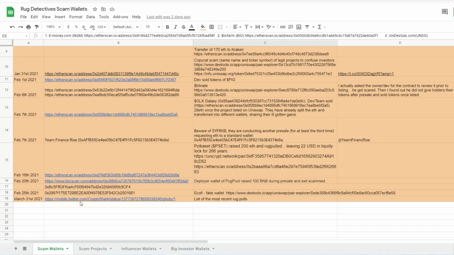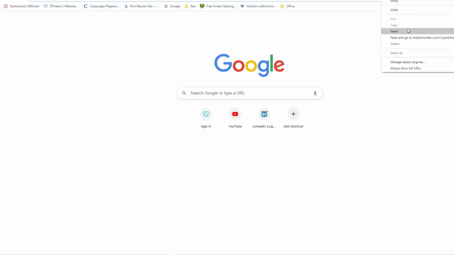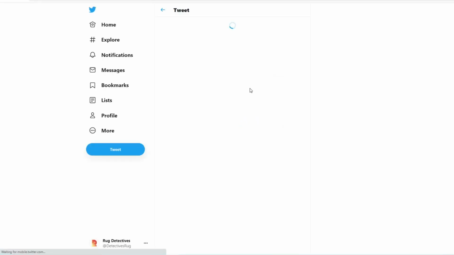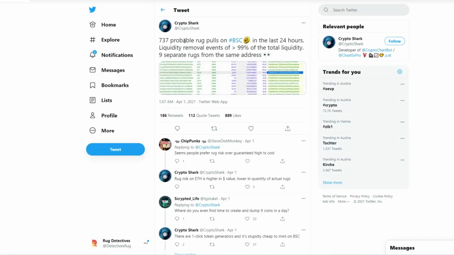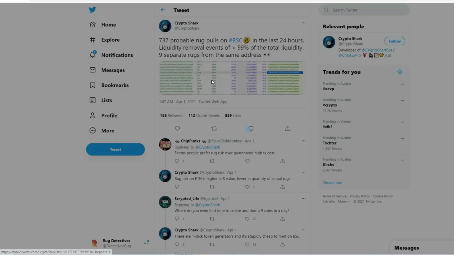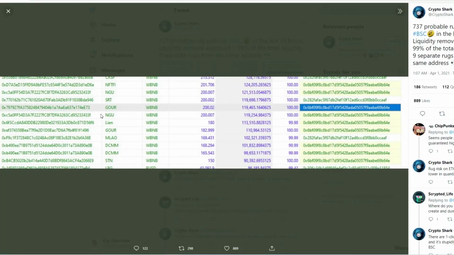I was inundated. So there's a cool guy from Crypto Shark. If I copy that link and put it here, that might help. What he said here is 737 probable rug pulls on BSC in the last 24 hours, liquidity removal events of 99% of the total liquidity. This is absolutely insane. This gives you a breakdown of all of the different rug pulls that occurred in one day, in 24 hours. And you can take a look at the wallet addresses and stuff like that.